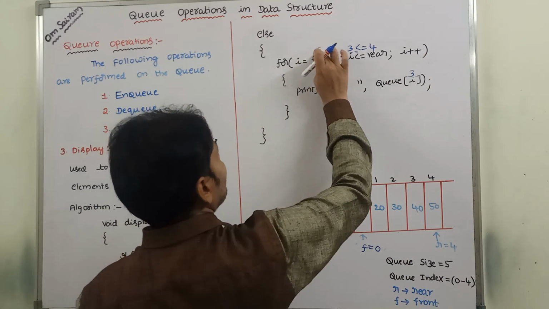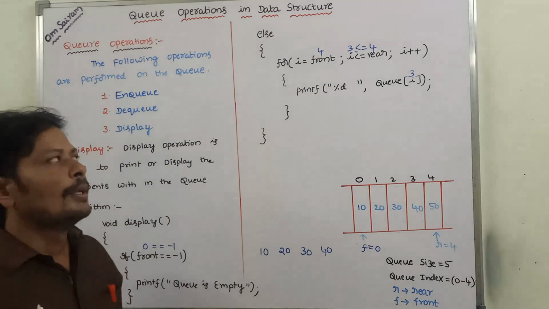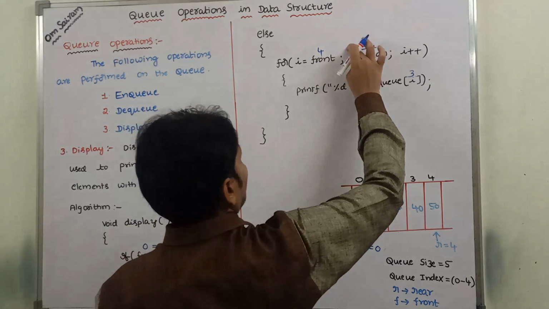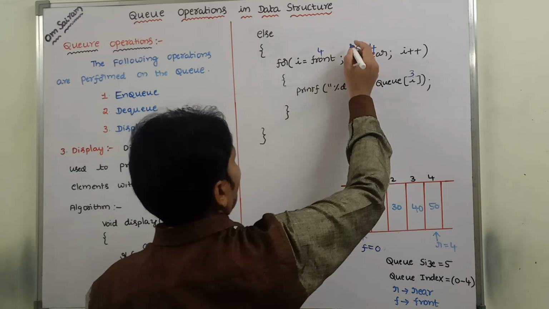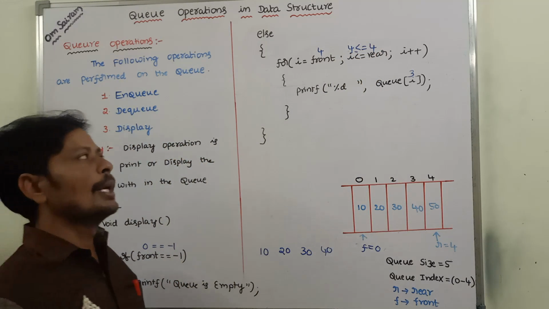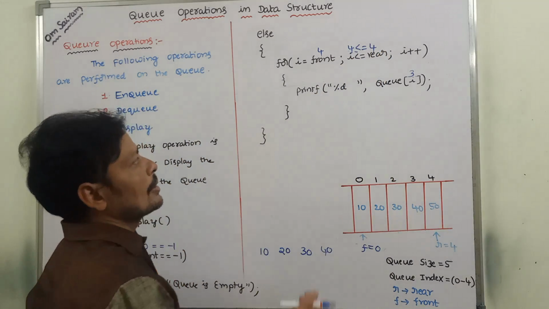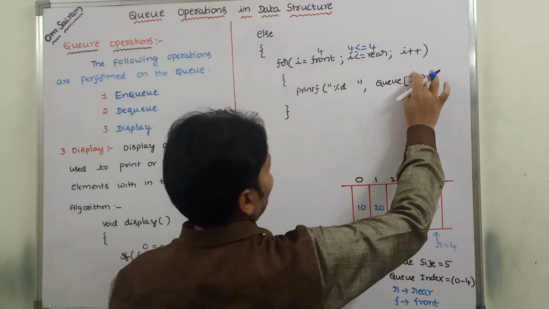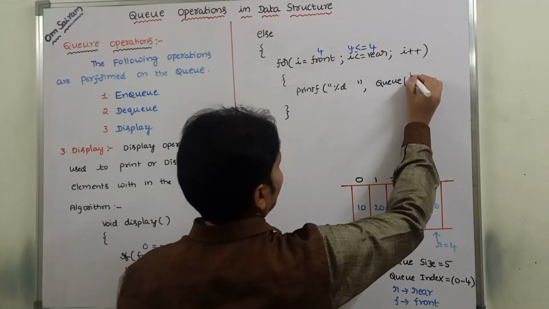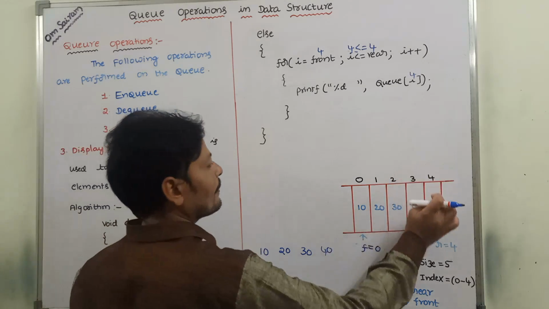Next, again I value is incremented. Previously I value is 3. Now I value is 4. I less than or equal to rear. Now I value is 4. Rear value is 4. 4 less than or equal to 4. Condition true. The statements within the body of the for loop are executed. So printf percentage d, q of I. Now I value is 4. Q of 4. Q of 4 contains element 50.